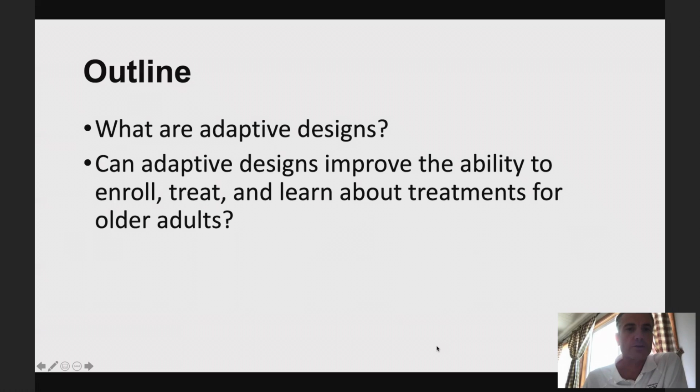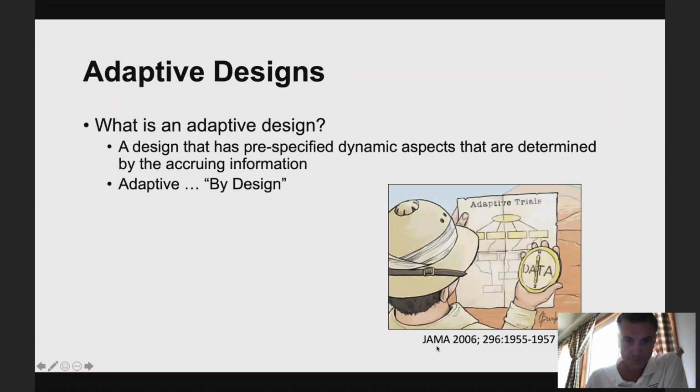What I'm going to do is walk through a little bit about adaptive trials. I'll give a couple examples very briefly, and then some potential ideas that could be used. So an adaptive design is one that prospectively is set up to have moving parts, and the path the trial takes is determined by the data. If data accrues that shows one of the arms is not as effective as another arm, you might increase the randomization to the better arm. This is all done prospectively.